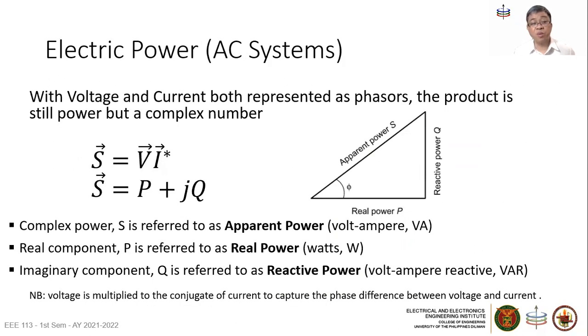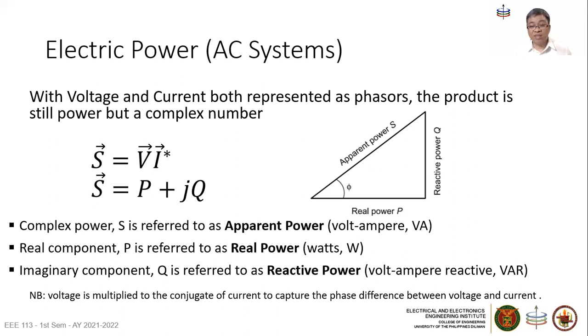The next concept that we will cover is electric power in AC systems. We've met the triangle before, but this time it's a power triangle. We know that power is the product between the voltage and the current. With voltage a phasor, it's a complex number. Current as a phasor, also a complex number. The product between the two is another complex number.